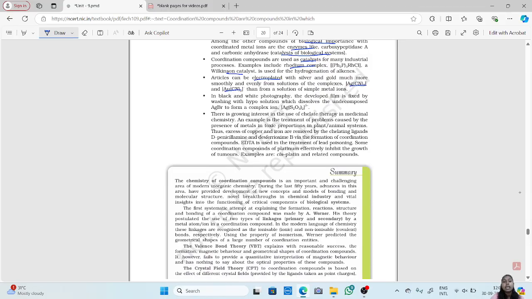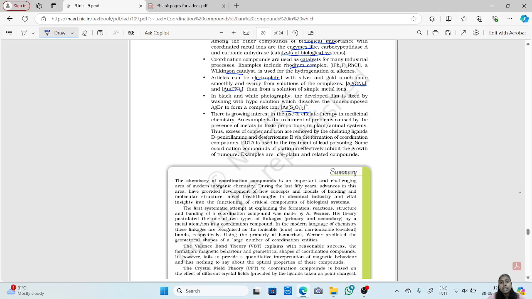Now, in black and white photography, the developed film is fixed by washing with hypo solution, which dissolves the undecomposed AgBr to form a complex of Ag(S2O3)2. So you have that black and white photograph which you have to develop into a photograph, right? You wash it in the hypo solution, which again forms a complex.